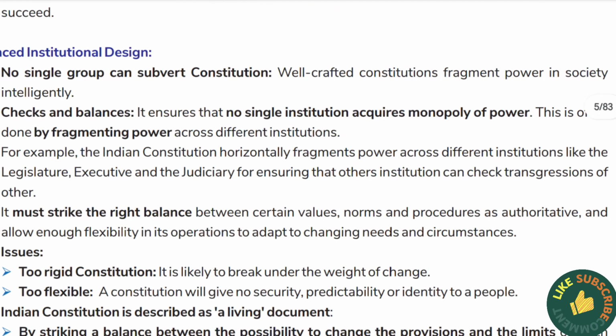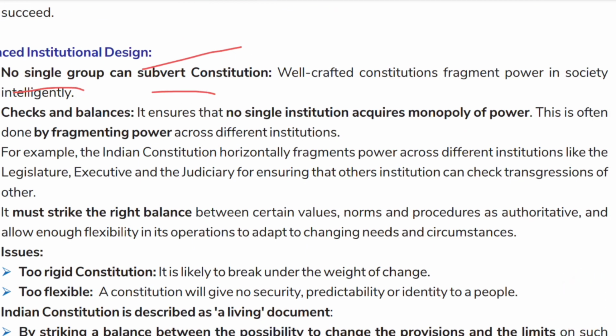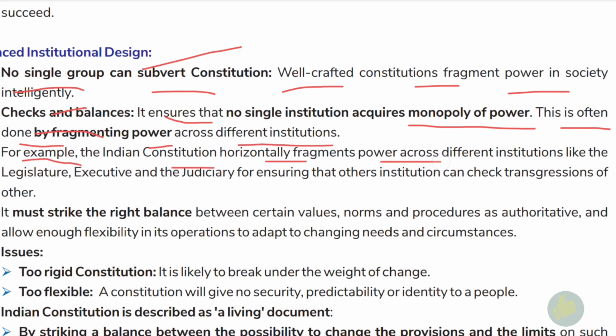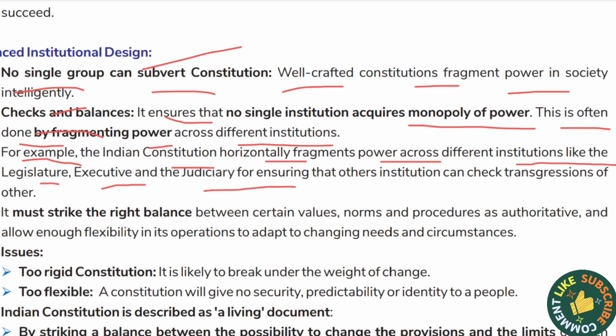Balanced institutional design. No single group can subvert the constitution. A well-crafted constitution fragments power in society intelligently. Checks and balances ensure that no single institution acquires a monopoly of power. This is often done by fragmenting power across different institutions. For example, the Indian constitution horizontally fragments power across different institutions like the legislature, executive, and the judiciary, ensuring that other institutions can check transgression by any other.